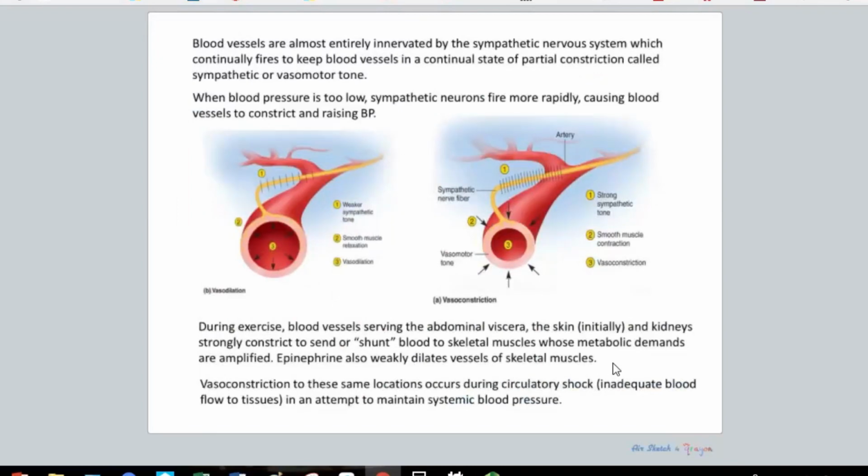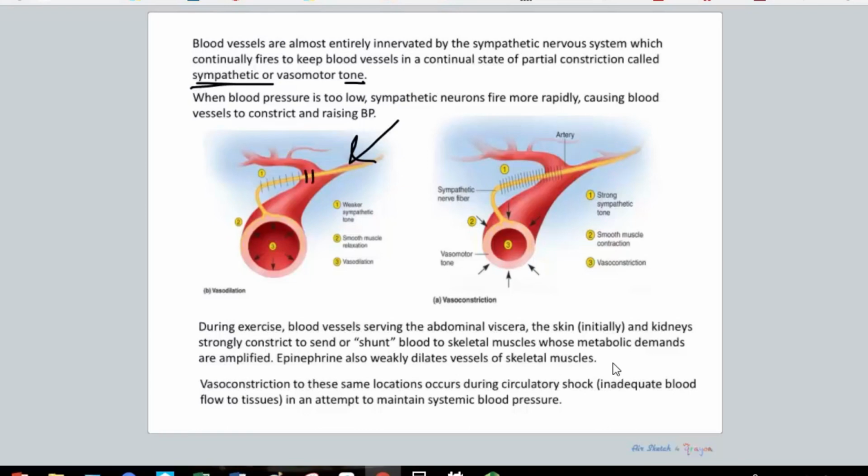And then on that note, something that I need to point out here is that blood vessels are almost entirely innervated by the sympathetic nervous system. The parasympathetic doesn't have any innervation of the blood vessels. So what happens is that the sympathetic nervous system continually fires to keep the blood vessels in a partial state of constriction, which we call sympathetic tone. And that's what this is representing.